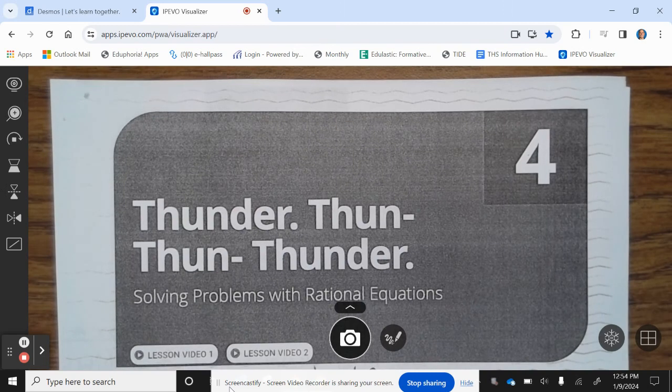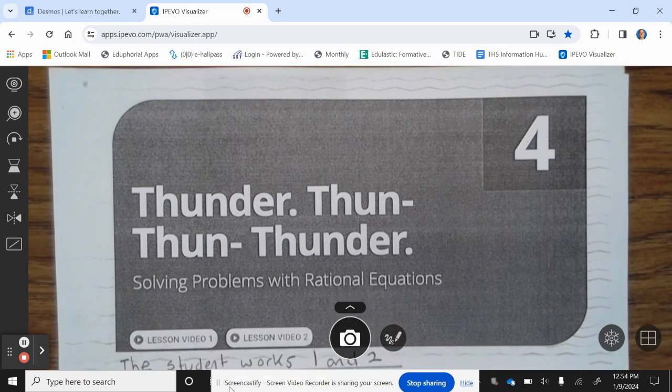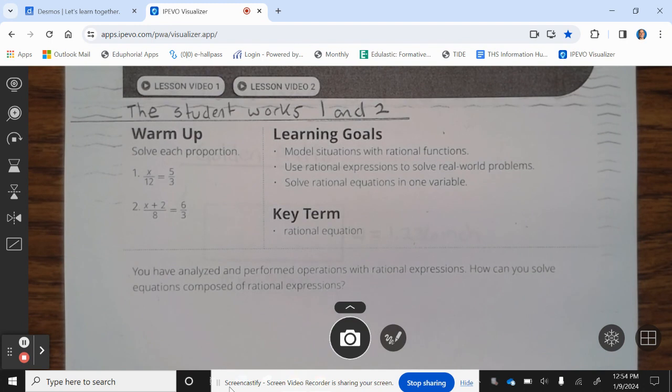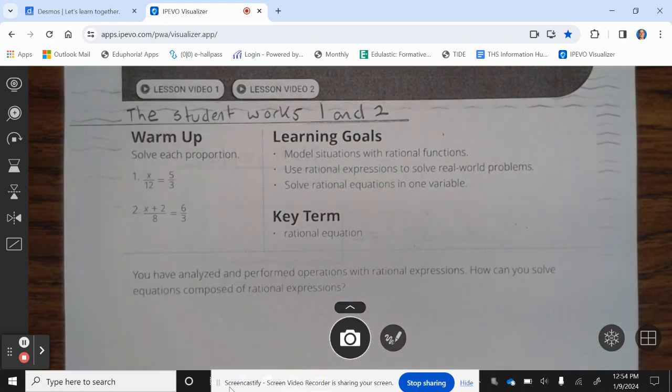Okay, Wildcat. So we're going to have 4. Thunder. Solving problems with rational equations. The student works 1 and 2. All right, let's take a look at the next page.